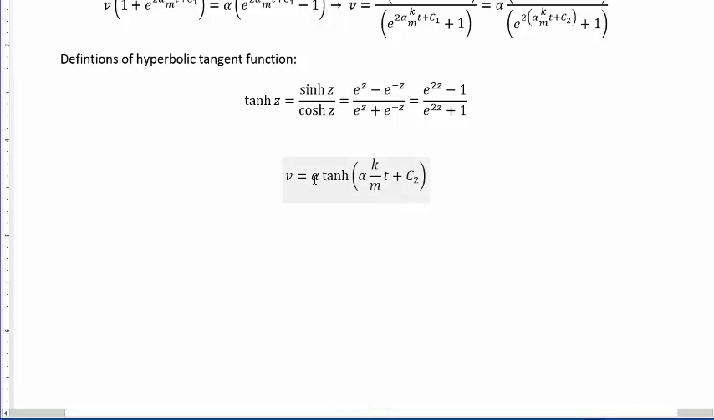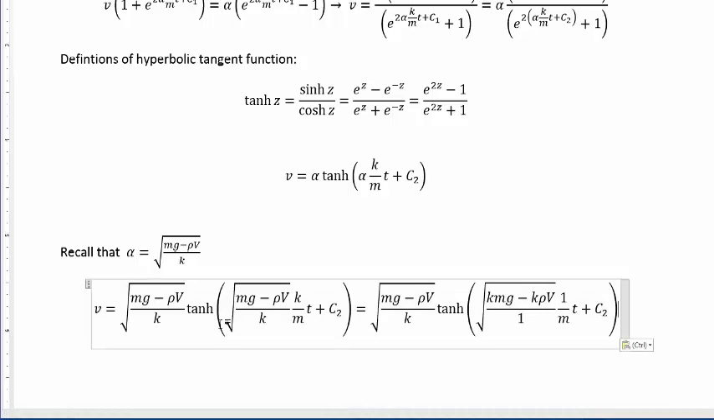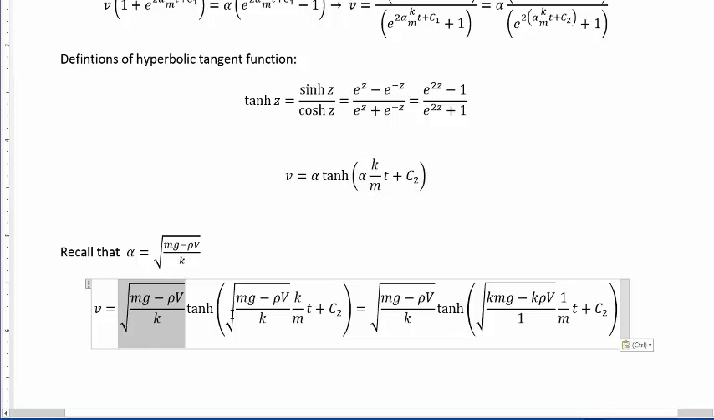Now let's replace the alpha back. If you remember, we let alpha equal to this big constant, so we don't have to lug this square root business around. So if we plug that into the equation, we get this alpha here, we have a tangent of alpha times k over m times t, and then plus that extra constant.